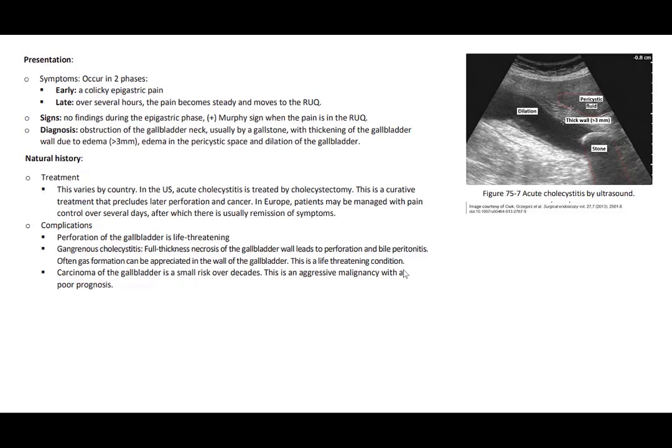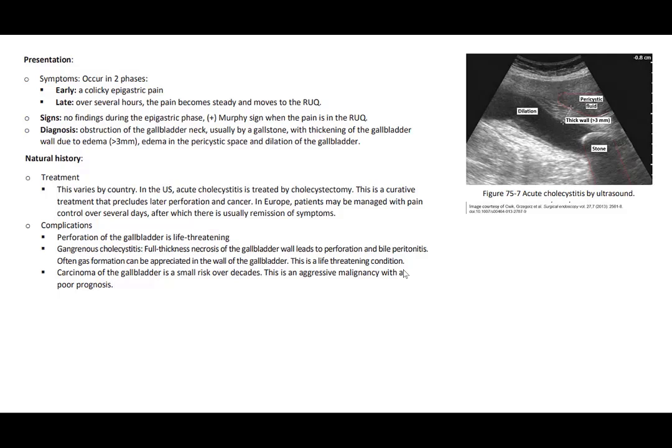An early phase, which is colicky epigastric pain, and then a late phase where over several hours the pain becomes steady and eventually moves to the right upper quadrant. Now, there are no findings during the epigastric phase. A positive Murphy sign, however, can be induced when the pain is present in the right upper quadrant.